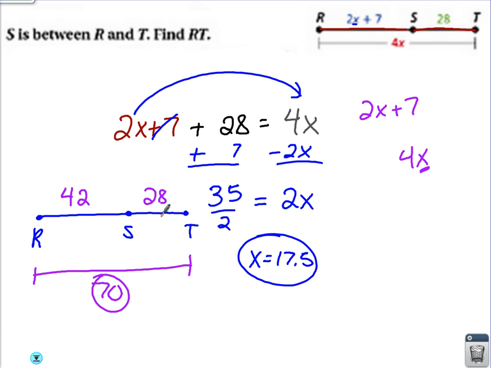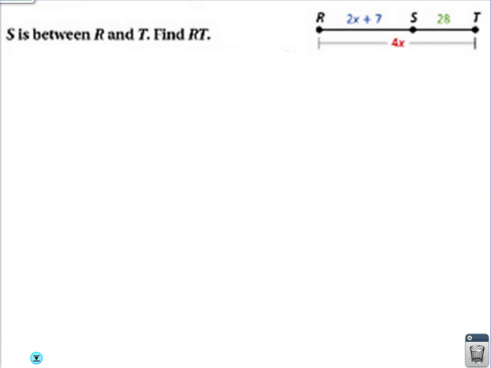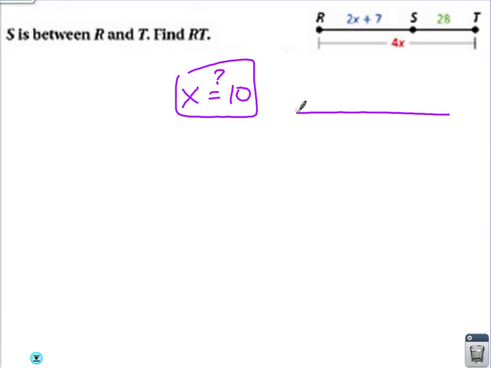What if I got x equals 10 and I plug that in? Look what happens. But what if I get a wrong answer? Let's say that I think x equals 10. Plug those in. RST, that means 2 times 10 plus 7, that'd be 27. This is 28. 4 times 10 is 40. Is that true? No. That's the only x value that satisfied that equation. Anytime you get an x and you plug it in, you can check every one of these problems. Like I said, you should never miss one.